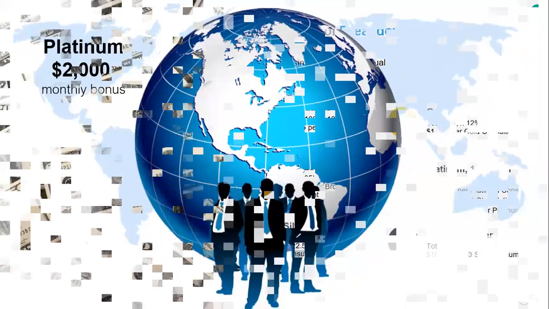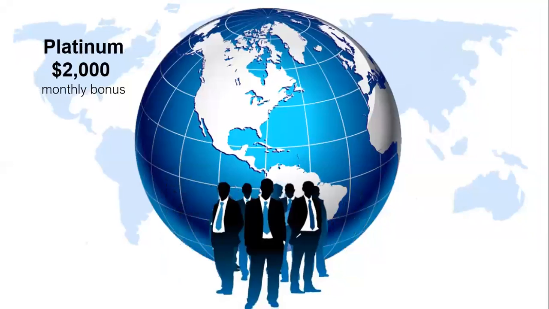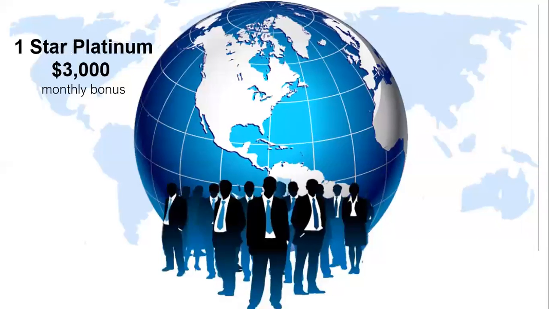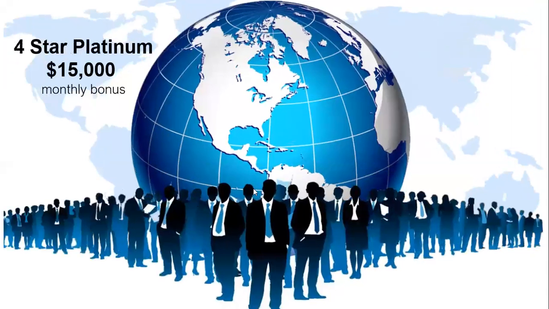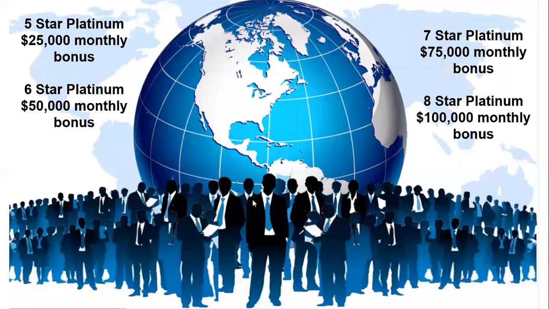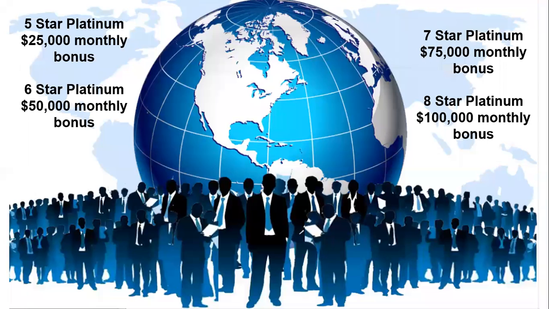Okay? So now the last part of the slide, you can choose to emphasize this, or you can just choose to breeze through it. But you can say when you're presenting that the platinums get a $2,000 monthly bonus, 1-star platinums, $3,000 monthly bonus. 3-star platinums, we get the $10,000 monthly bonus. 4-star platinums, the $15,000 monthly bonus. The 5, 6, 7, 8-star plat.